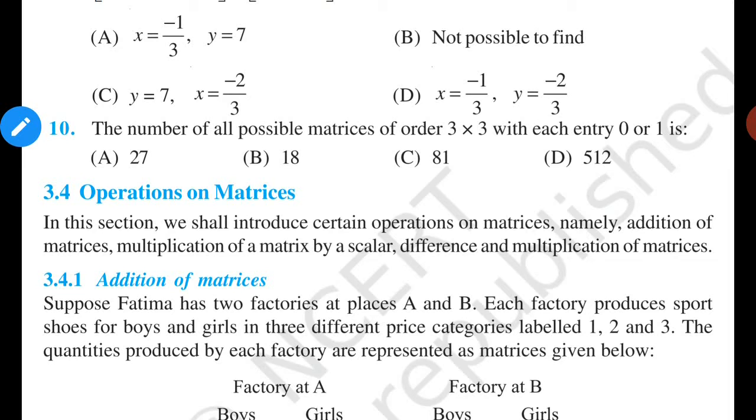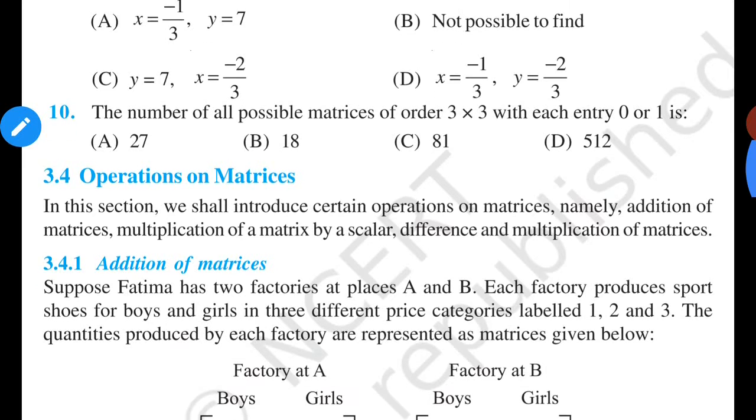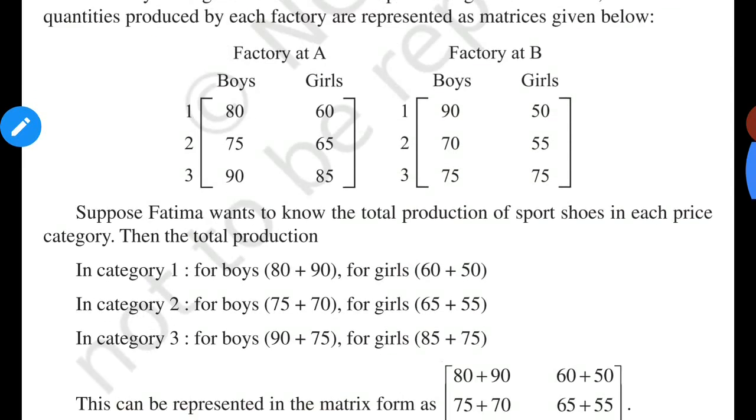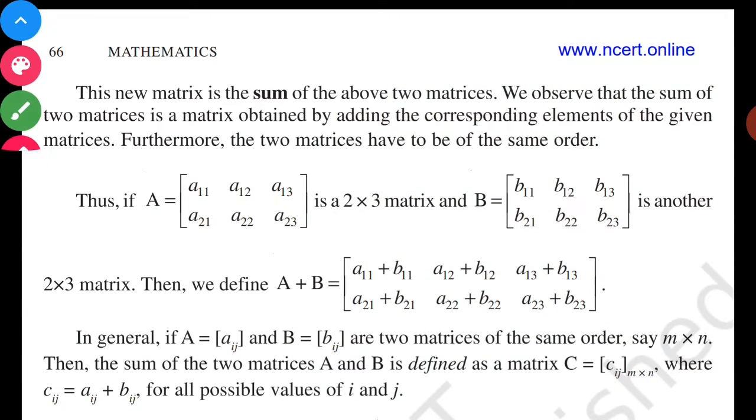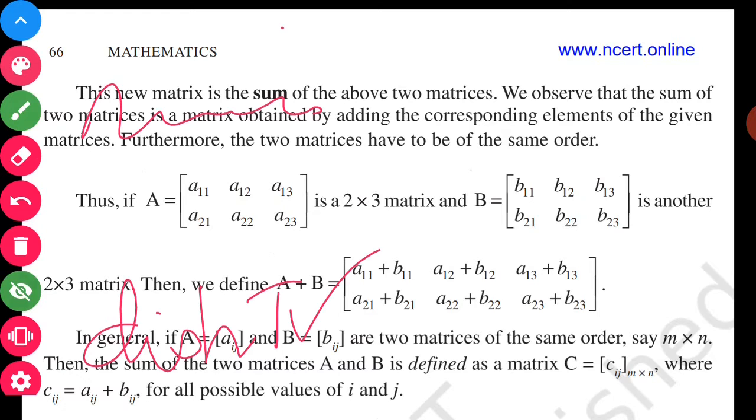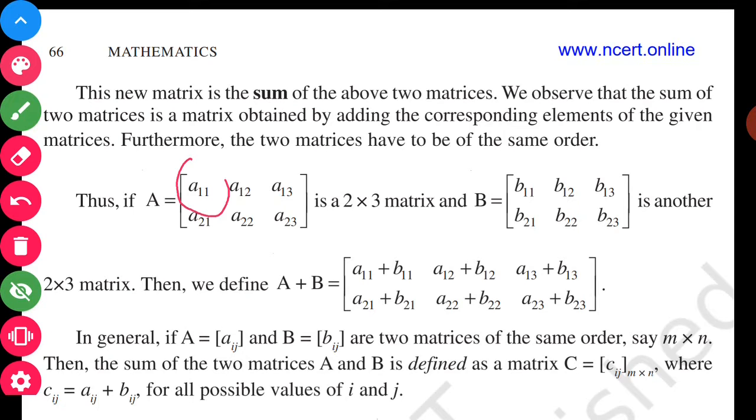The first one is addition of matrices. In addition of matrices, suppose two matrices are given to us and the question is: what is the meaning of addition? What we have to do here is just think about the first element of the first matrix and the first element of the second matrix. They are called corresponding elements. So in the addition of matrices, we are adding the corresponding elements.